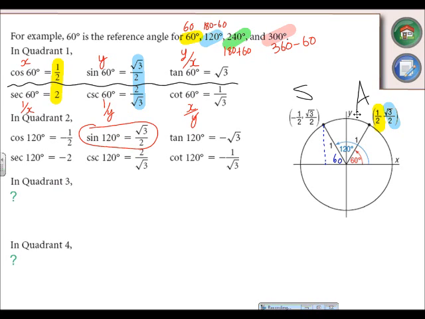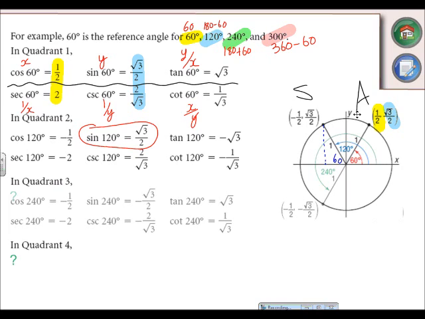Then we've got quadrant 3. Same thing, cosine x value, secant flip. Sine y value, cosecant flip. Tan y over x, cotangent, flip, x over y. The only original primary that's positive is our tan. And also its reciprocal is going to be positive.